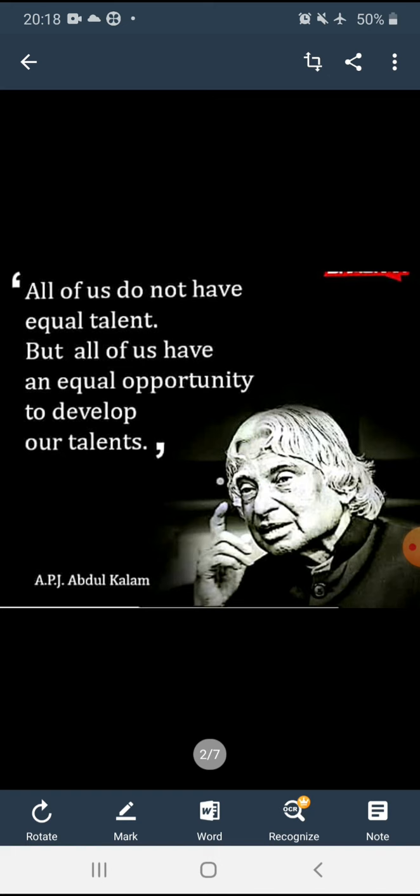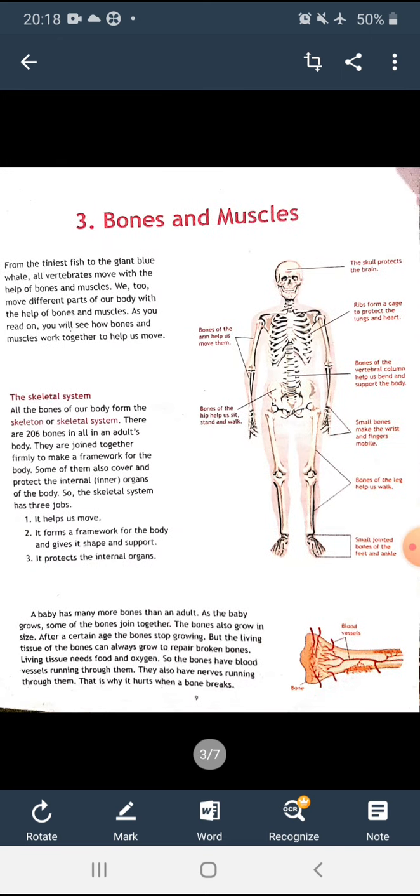So, dear students, we do not have equal talent, right? Some are good in one subject, some are good at another subject, some are good at art, and some are good at dancing. So we do not have equal talent, but we have equal opportunities. We have the ways so that we can develop our talents. Let's start today's class with this positive thought.